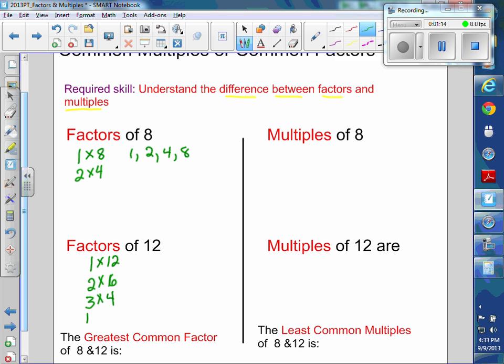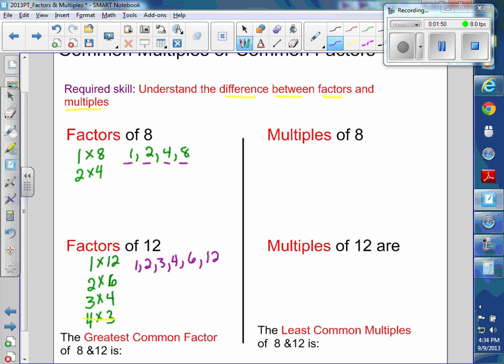And then remember, I would keep going until I see some repetition. So 4 times 3 is 12. Since I've already have those factors, I don't need to write them down. What I want to write down are all the factors in order from low to high. We worked a lot on this last week. We did several numbers, so the factors of 12 from low to high are 1, 2, 3, 4, 6, and 12. And the factors of 8 are 1, 2, 4, and 8.